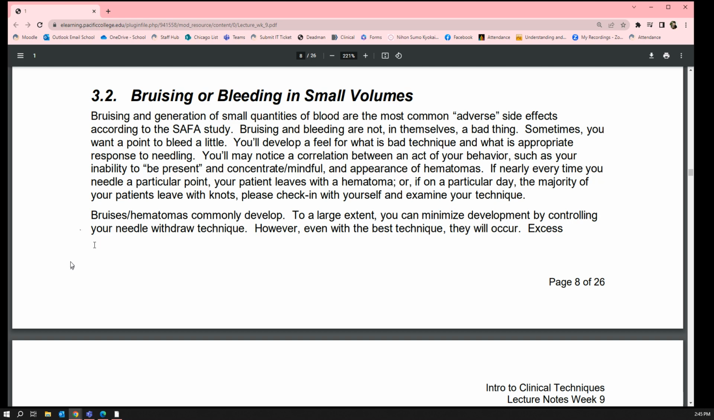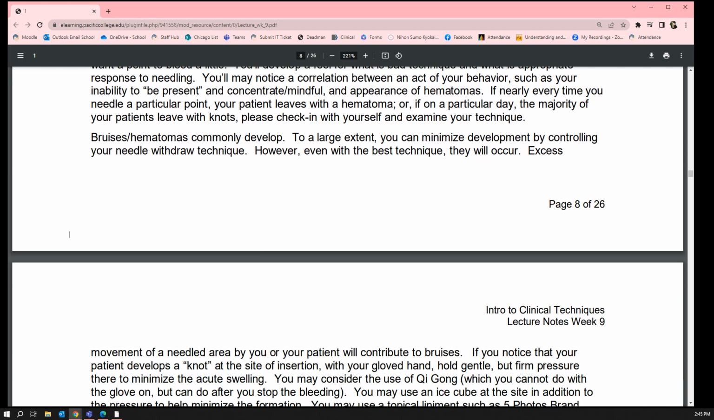Bruises and hematomas commonly develop. I remember my first hematoma that I caused on a patient. I was very, very upset. I felt absolutely terrible, but I was able to luckily hold it in, be cool on the outside. And I was able to help the client with it. And I ended up sending her home with some liniment.